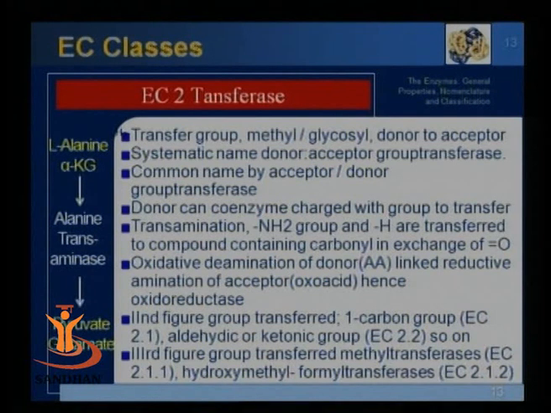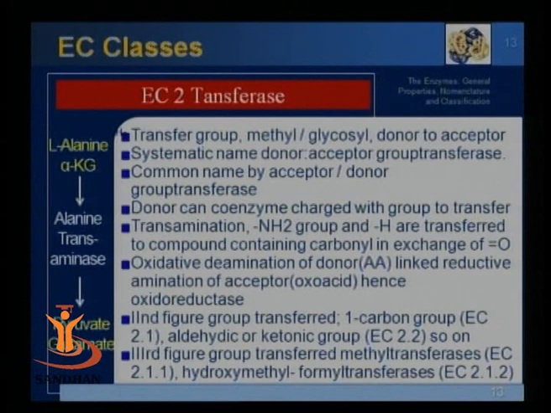So you can see that the amino group is transferred from one compound to another one. In case of transferases, the second digit indicates the type of group which is transferred. If a carbon group is transferred, then the digit is always 1. If aldehydic or ketonic groups are transferred, then the enzyme falls within the group of EC number 2.2, etc. And likewise, there are a series of numbers given, each one to distinctively identify a kind of group which is involved in the transfer process by an enzyme.